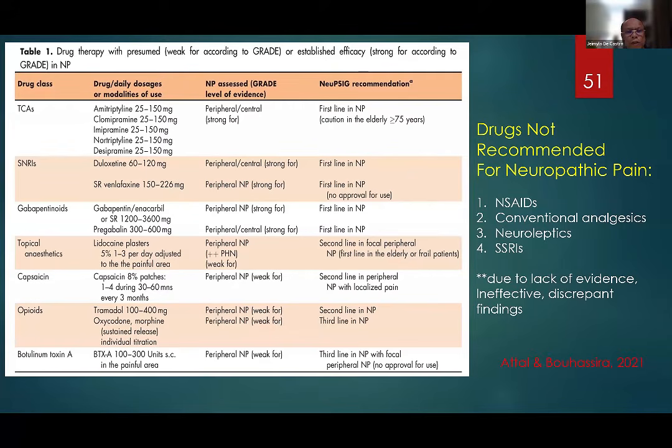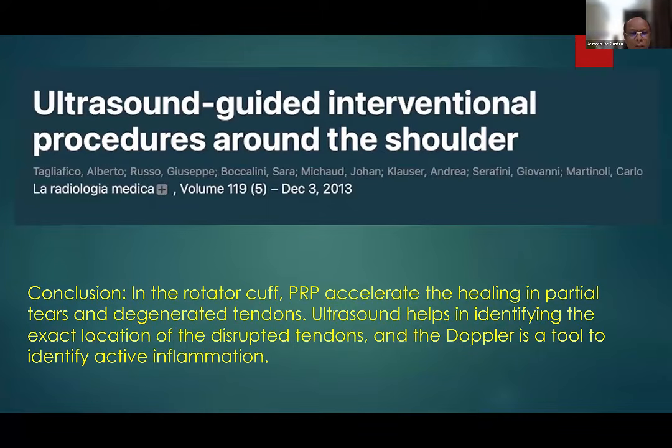So, interventional guided procedures around the shoulder. PRP still is a good treatment because it accelerates the healing in partial tears and degeneration. Not for full tears, but only for partial tears.